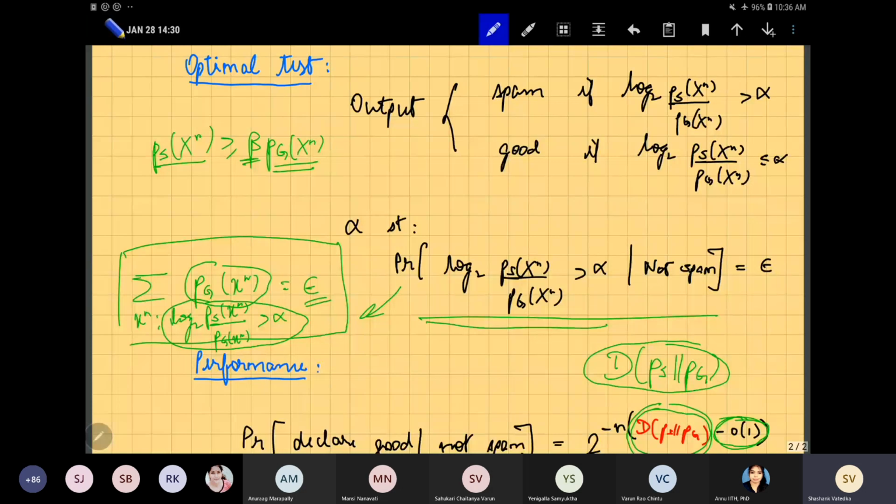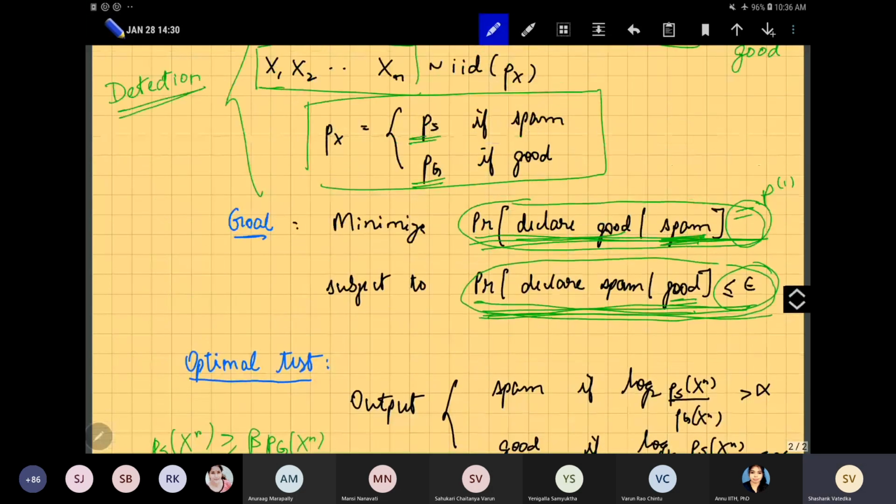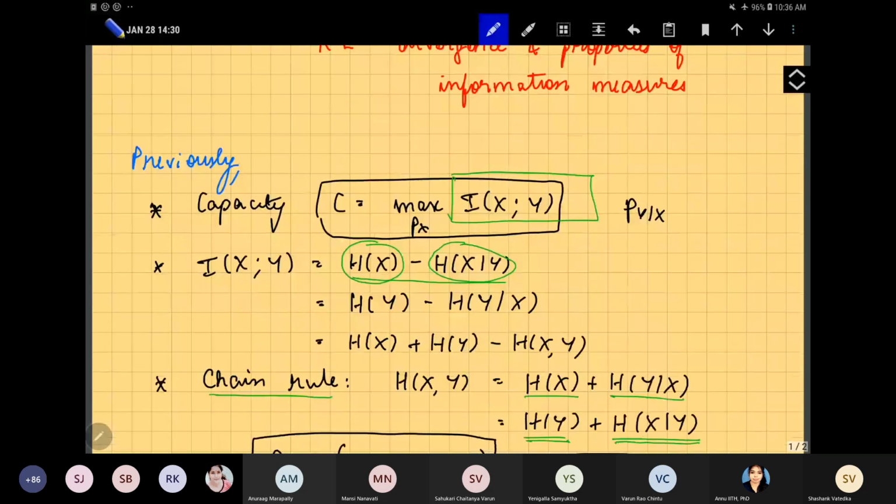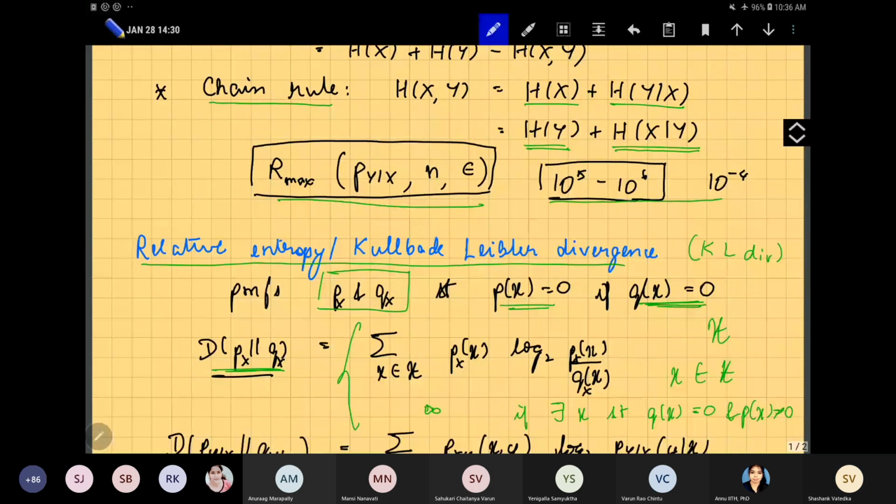Okay, so this is maybe a good time for a short quiz. I've sent the link in the chat box. So you can take maybe 4 to 5 minutes to solve this.